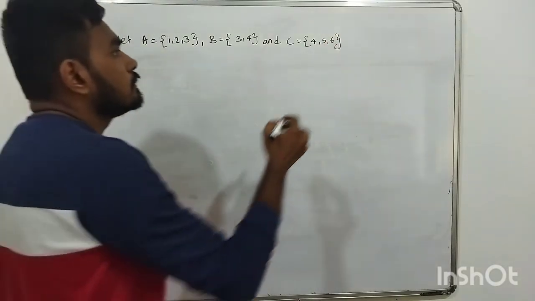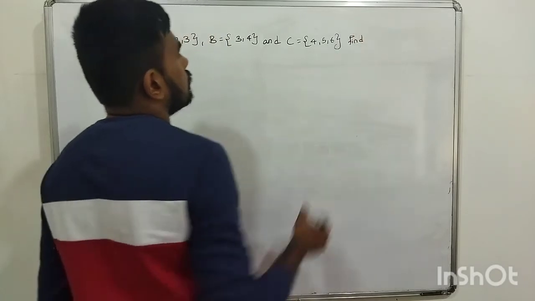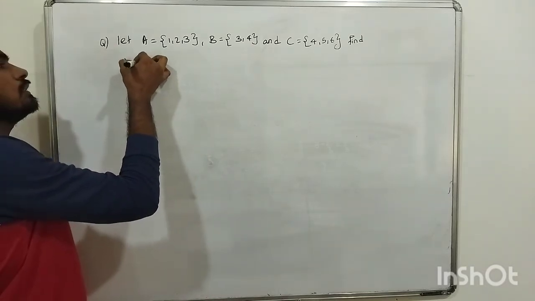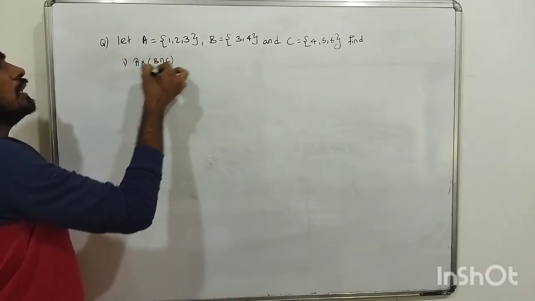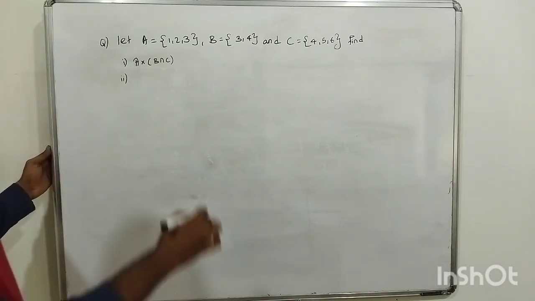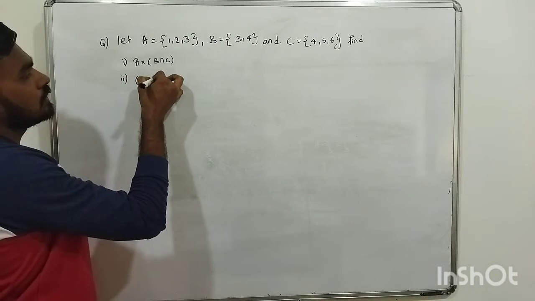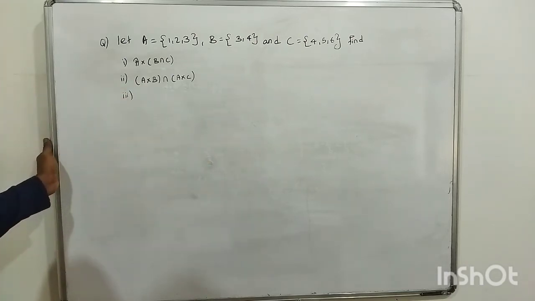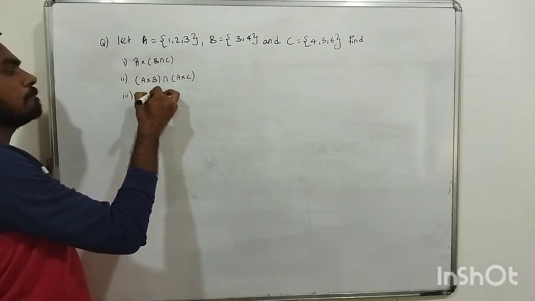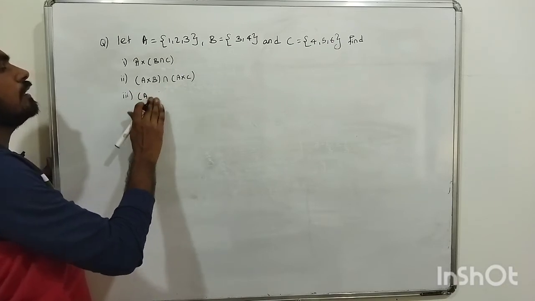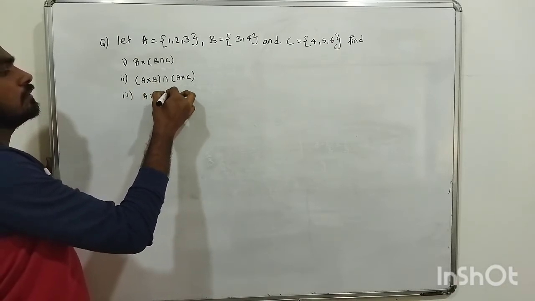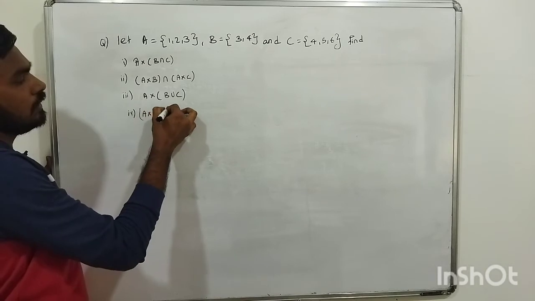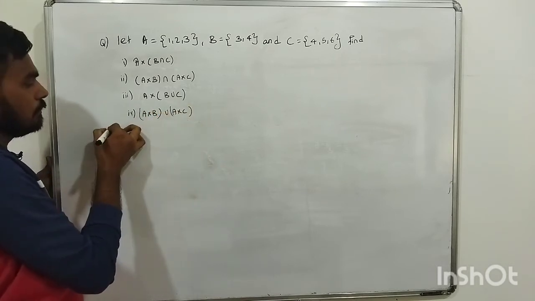Find, first one, A cross B intersection C. Second one, A cross B intersection A cross C. Third one, A cross B union C. And fourth one, A cross B union A cross C. So all four, one by one, we will do.